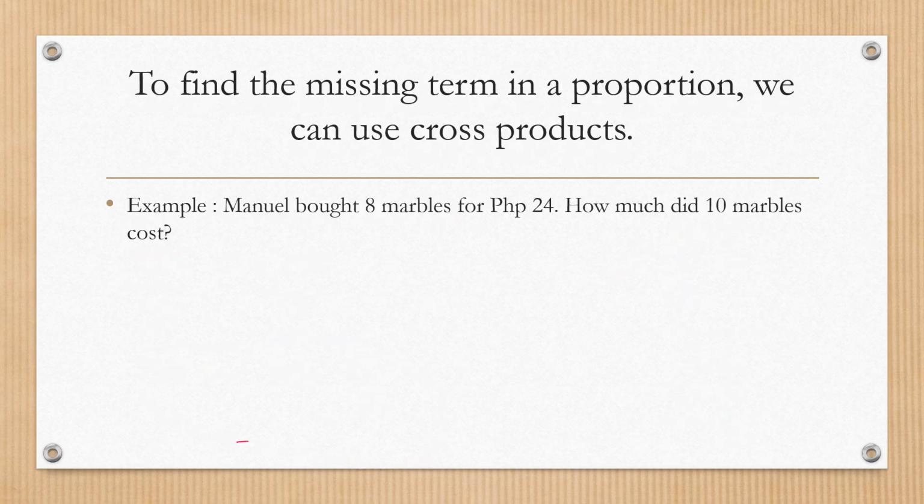Okay, so here, find the missing term in the proportion. We use a cross product again. Manuel bought 8 marbles for 24 pesos. How much did 10 marbles cost? So we can use the proportion as 8 over 24, and then we have 10 over n, because we are looking for the price of 10 marbles. So that's n.